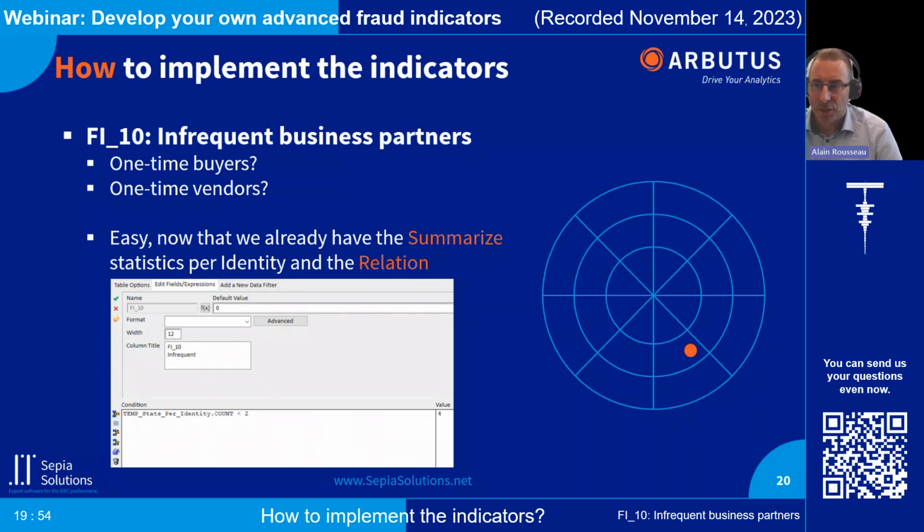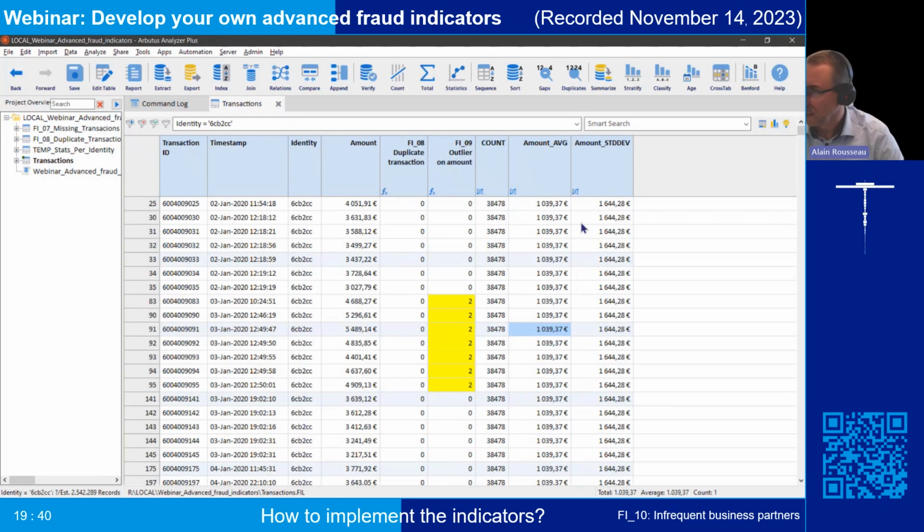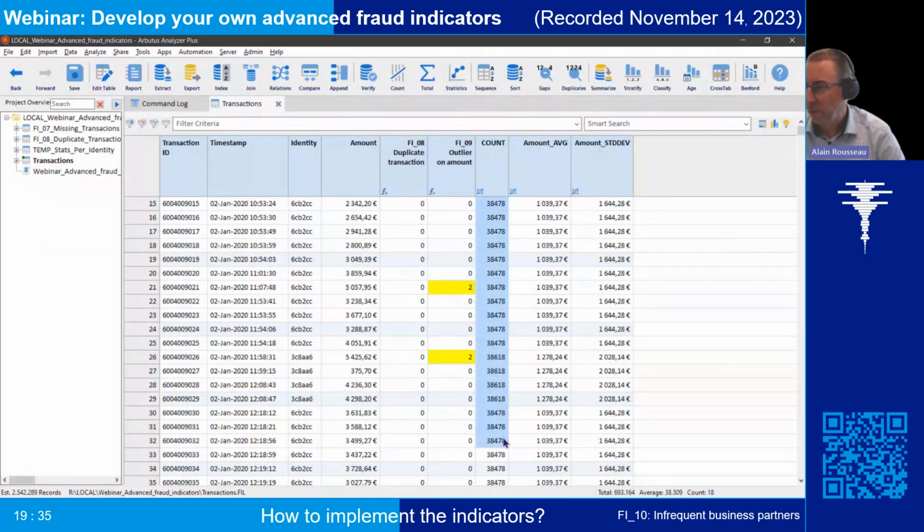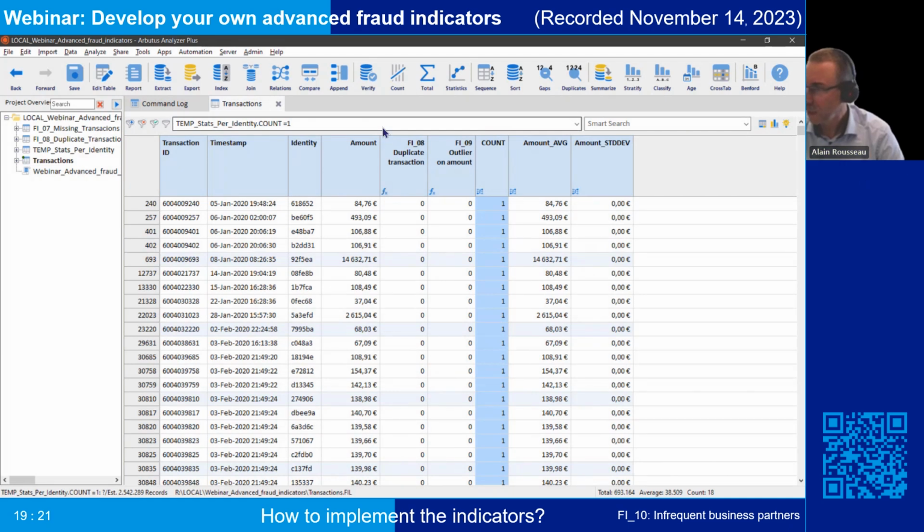which is a transaction that has an identity that appears only once. This is now very easy. Why? We did all the hard work just before, when we created these statistics per identity. So if I go back to this data set and clear that, any transaction where the count for that identity equals 1 is a one-time buyer or one-time vendor or whatever the one-time might be. If I filter on count equal to 1, we still have quite a few. All of these identities appear only once in this data set.